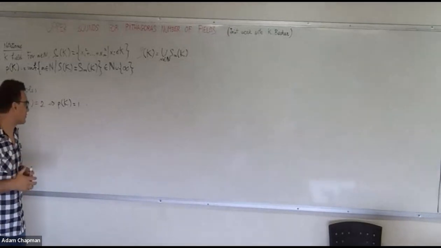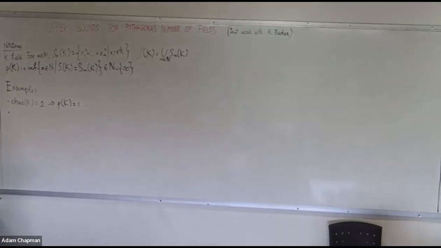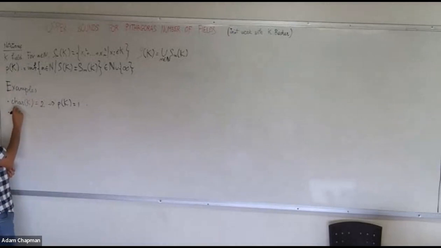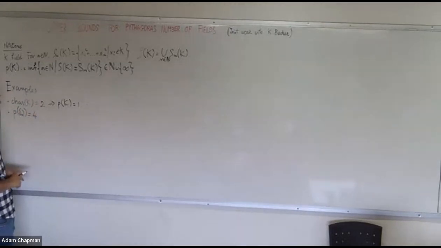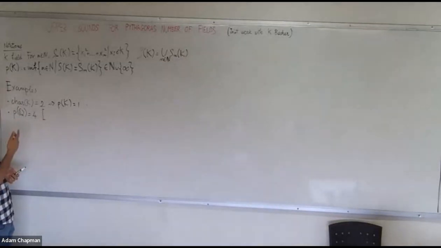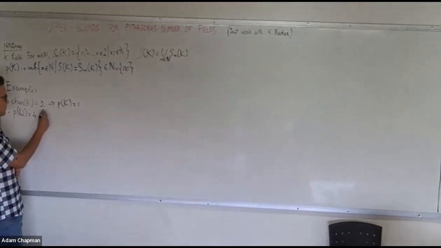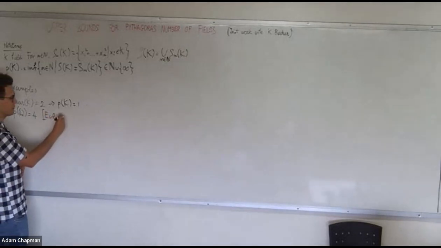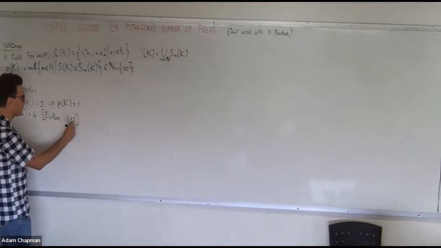Also for some classic fields like the real numbers and the complex numbers, it's trivial that all sums of squares can be written as squares, so the Pythagoras number would be 1. I think the most famous and basic classic example is that the Pythagoras number of Q is 4. We probably know Lagrange's theorem, which says that all positive integers are sums of 4 squares of integers, but for Q it's a bit easier, and it was shown by Euler in 1752.